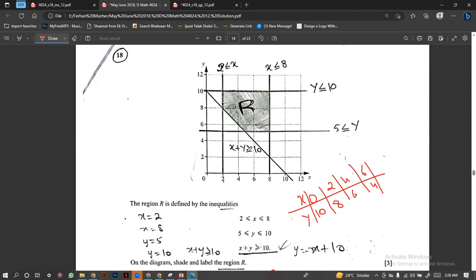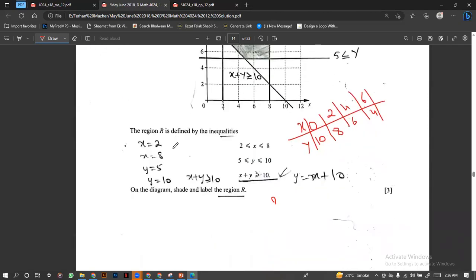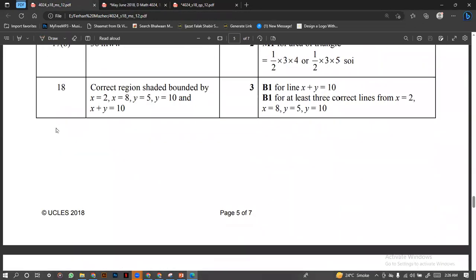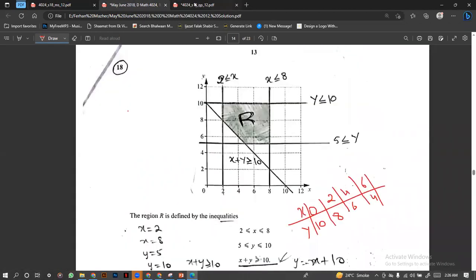And in this line, the crocodile's mouth is towards y. So I will remain above this line. So this is that area which I have shaded. This is the area, and I will label it as R. So this is how this thing is done. It's a 3 marks question. Question number 18. Correct region shaded. Okay. So our answer is right.